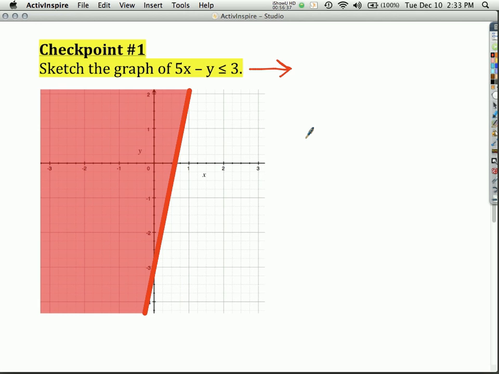What's the first step in getting it in slope-intercept form? Hey, so what was the first step you did? Very good. Subtract 5x from both sides. But what is this right here? That's a subtraction symbol that does not disappear when you subtract 5x from both sides. So here's what you end up with. Negative y is less than or equal to negative 5x plus 3.